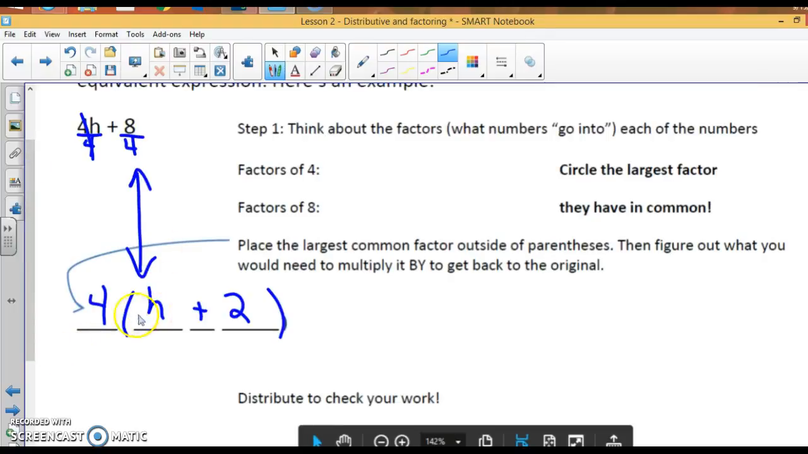Because look, if I use the distributive property, 4 times h would be 4h. Positive 4 times positive 2 would be positive 8. So this is what we call the factored form. We simplified it, we factored it. So you can use the distributive property backwards, and that is called factoring.